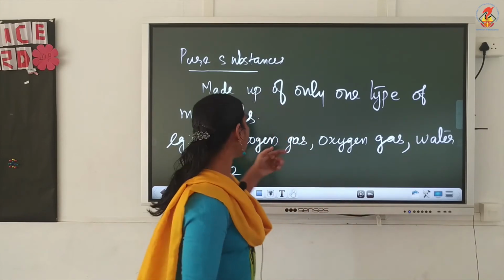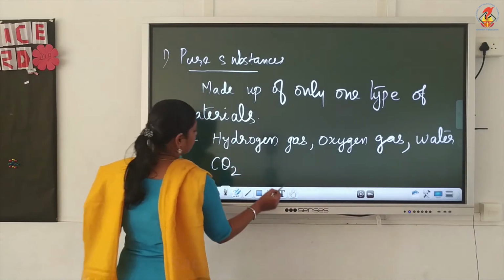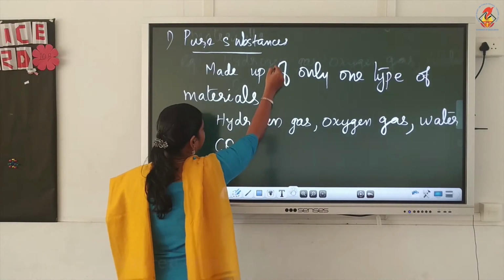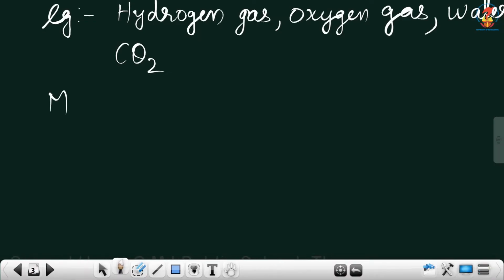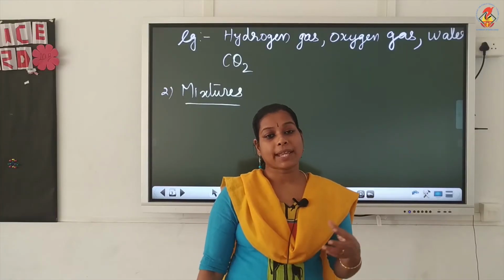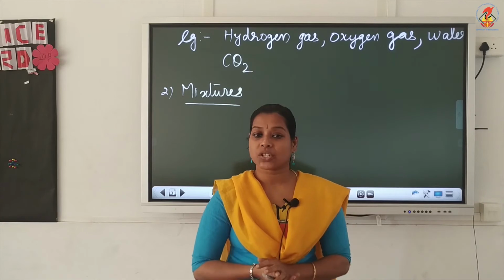Now we can see the definition of mixtures. What do you mean by a mixture? For that we can take one example. You can make a mixture of sand in water. By mixing sand or soil in water, you can make a mixture.